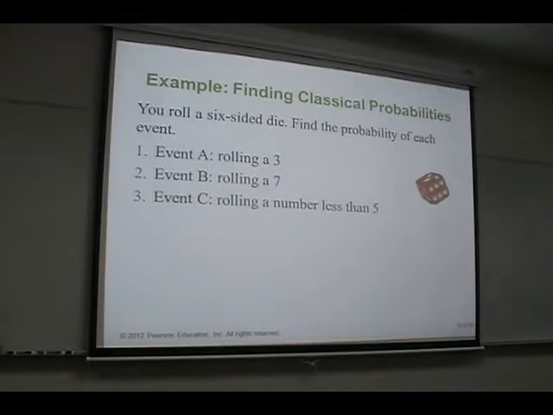It says you roll a 6-sided dice, find the probability of each event. What's the probability I'm going to roll a 3? How many 3s are on a dice? One. It's one out of how many choices? 6. So 1 out of 6.